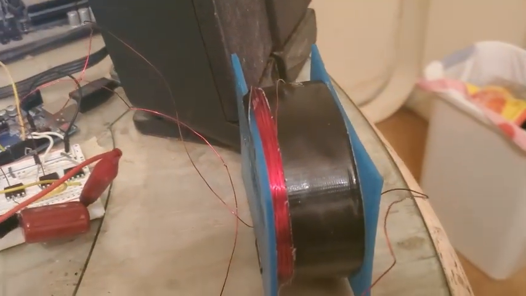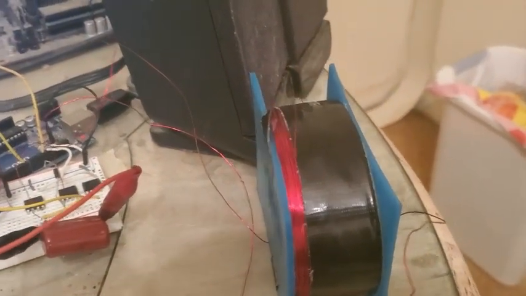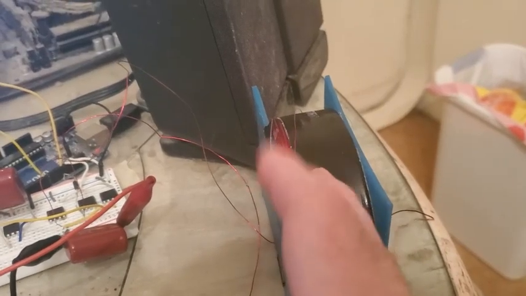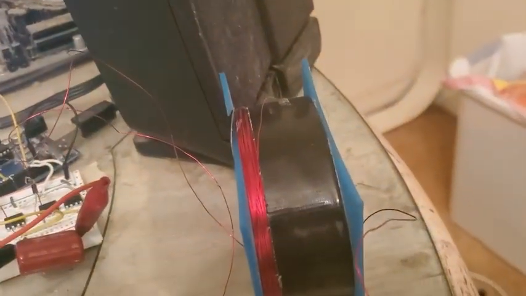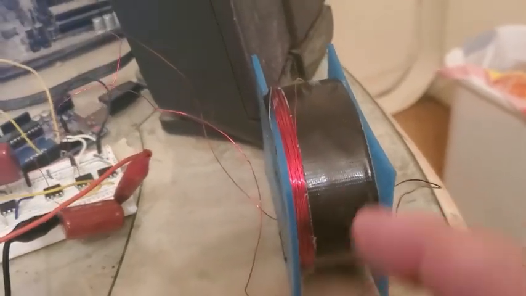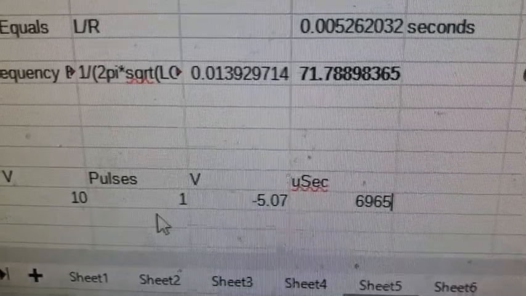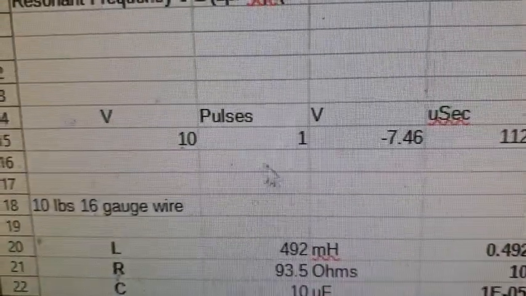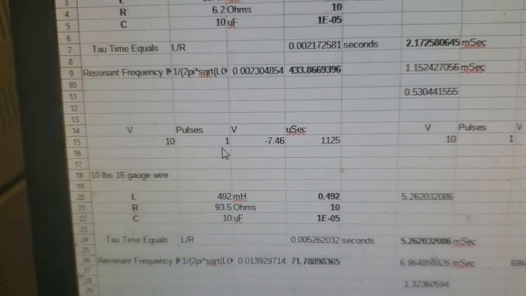So that's that coil. It weighs more, more inductance, more winds. It takes forever. I did that with a machine that I built that isn't a very good machine, but at least it worked for that. And negative 5.07 versus negative 7.46. So let's put on one other coil.